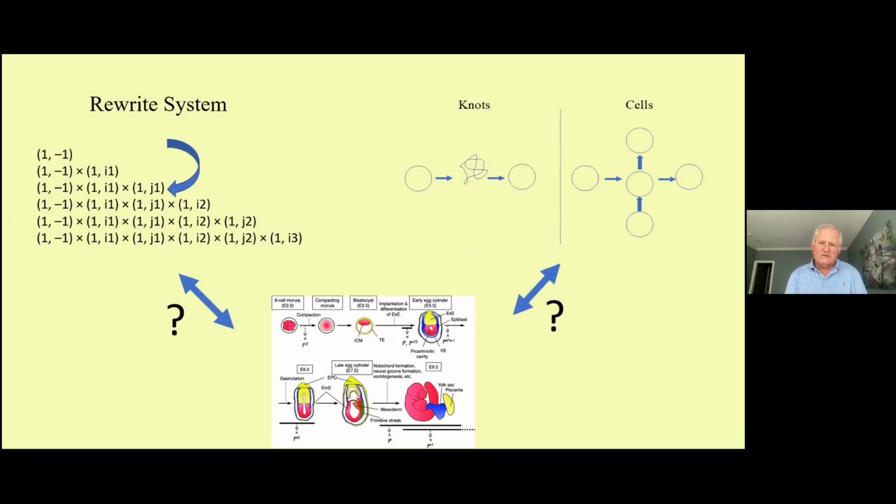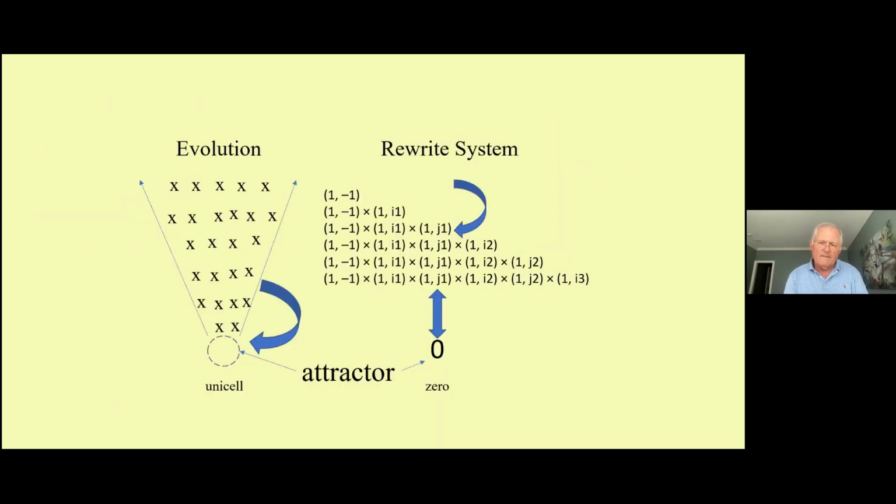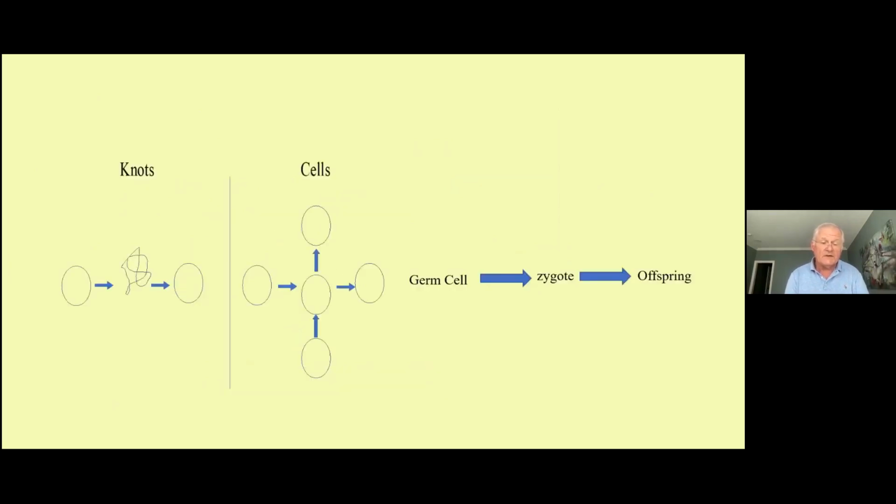Next slide. And here I'm showing Peter's rewrite system on the left and Lou's knot theory mathematics on the right. And I'm saying that these mathematical constructs actually are reflections of the embryologic developmental process. And I'll explain that in a moment. So the next slide. So I'm saying that I explain the relationship of the rewrite system with evolution as I see it.